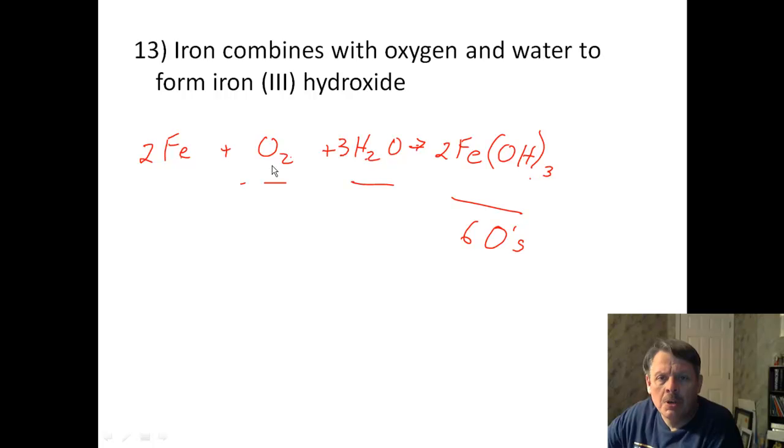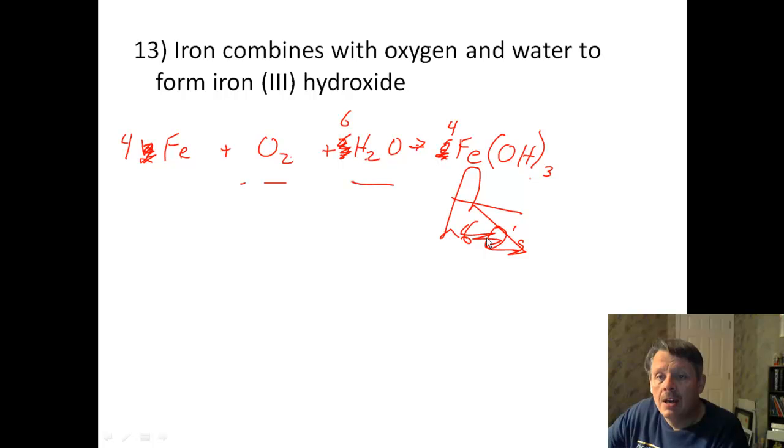So what I'm going to do is try doubling everything. So I'm going to change this number here to a 4. I'm going to change this 3 here to a 6. And I'm going to change this 2 to a 4. Right. So now I have 4 irons on both sides, and I have 12 hydrogens on both sides. That all still works.